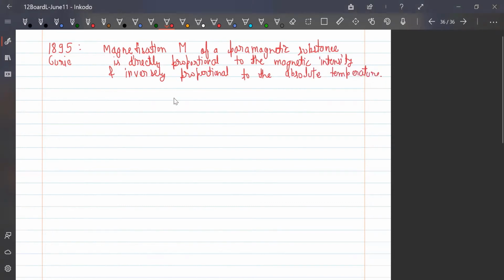In short, she did a lot of research on substances, of course on radioactivity that you already know. So magnetization is directly proportional to the magnetic intensity and inversely proportional to the absolute temperature. So this result is written as Curie's law. This equation is called Curie's law.